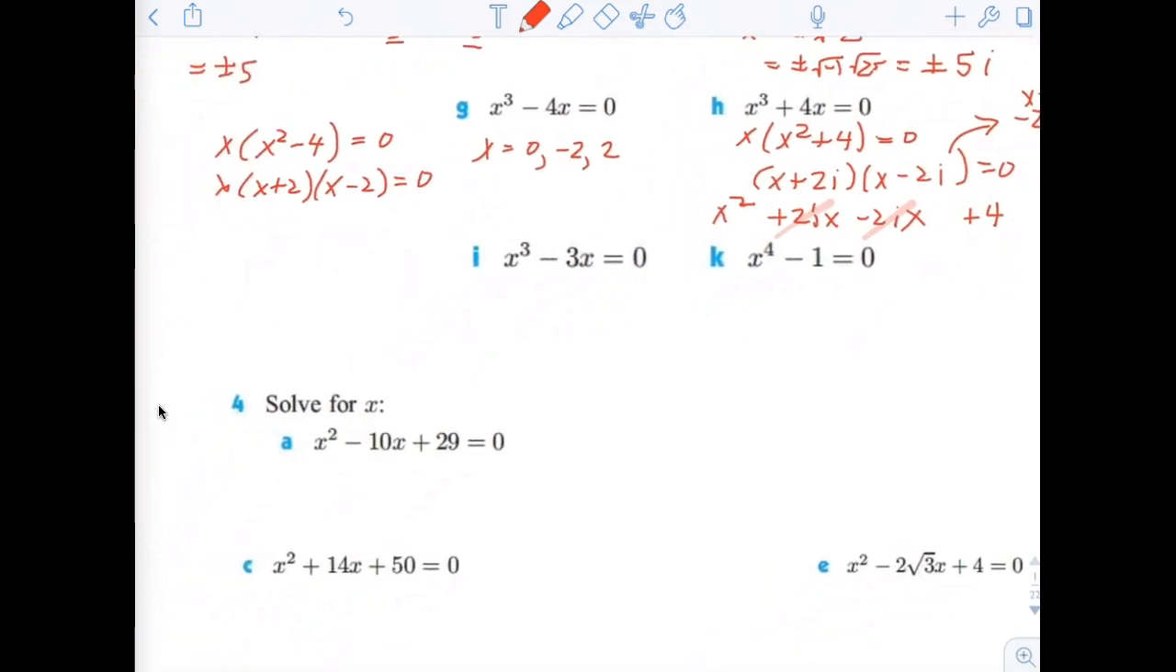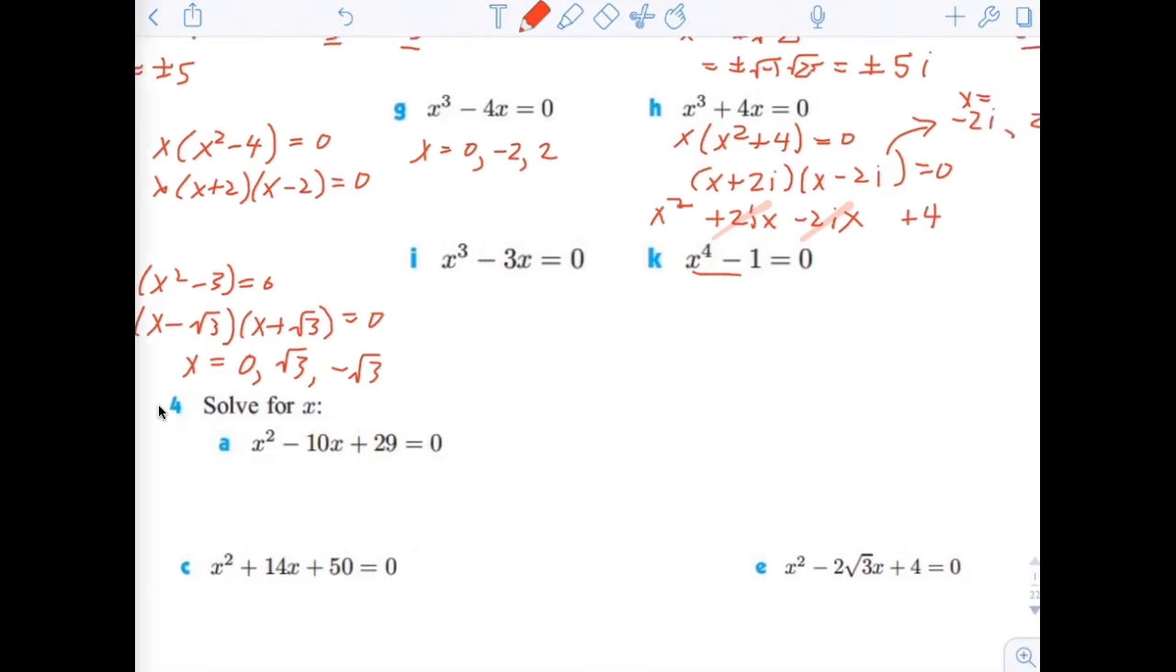Let's look at this one. So x cubed minus 3x, you could factor out an x. x squared minus 3 equals 0. You could factor x squared minus 3 into the product of the sum and the difference of x and square root of 3, equals 0. So the three possibilities for x are 0, positive square root of 3, and negative square root of 3.